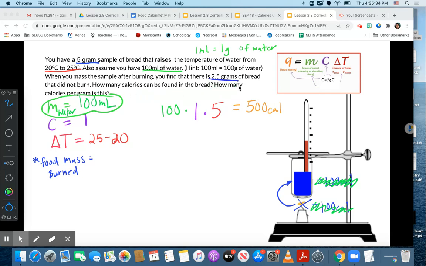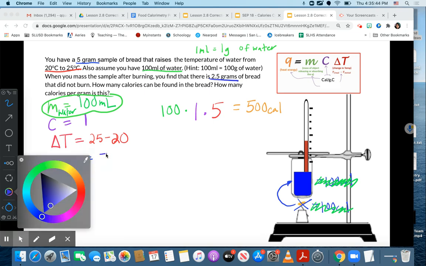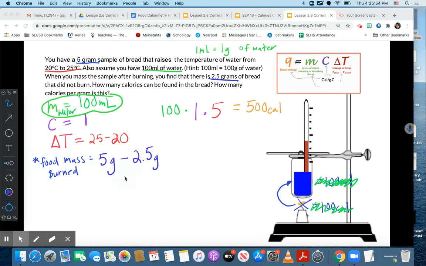Now, the second question, how many calories per gram this is, we need to talk about how much food was actually burned. In this case, we started with 5 grams of food and we have 2.5 grams of food left. So how much actually burned off? Well, if I find the difference again, I can figure out how much of the food actually burned. So now I know that 2.5 grams of the food has burned.